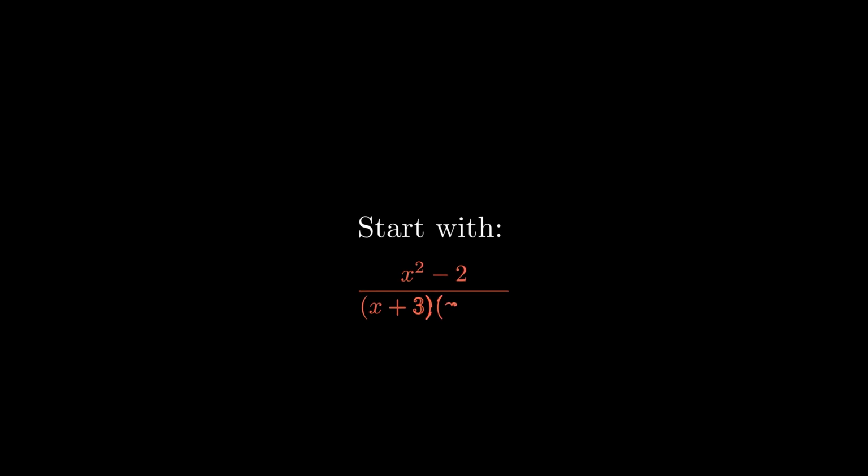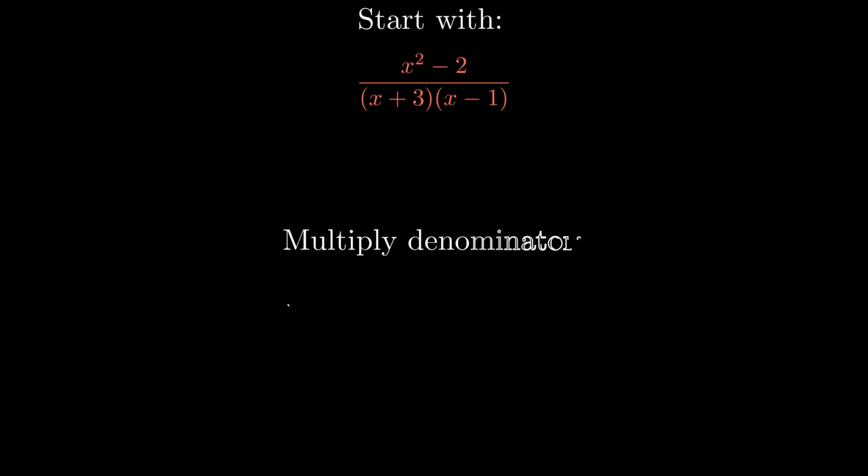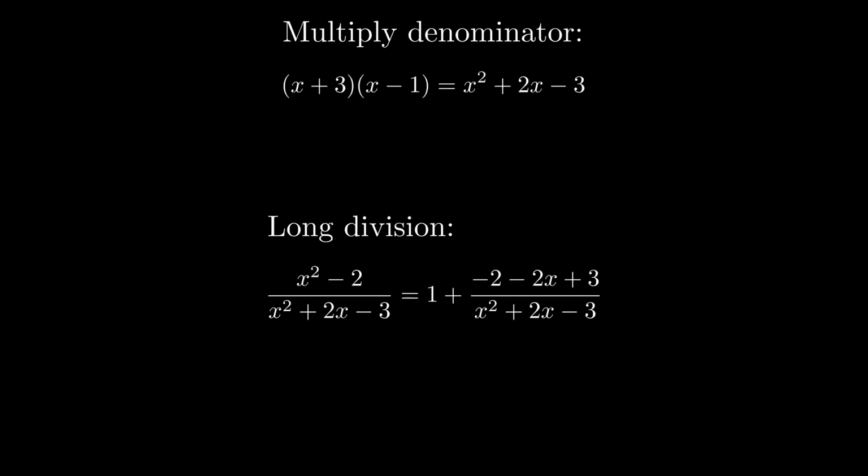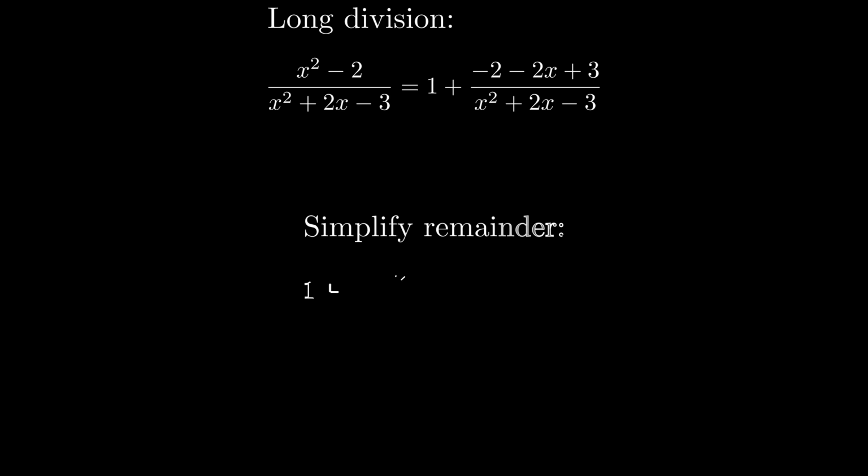We start with x squared minus 2 over x plus 3 times x minus 1. Multiply x plus 3 and x minus 1. That gives x squared plus 2x minus 3. Divide the top by the bottom. We get 1 and a remainder. Now we rewrite the remainder over the original factors.